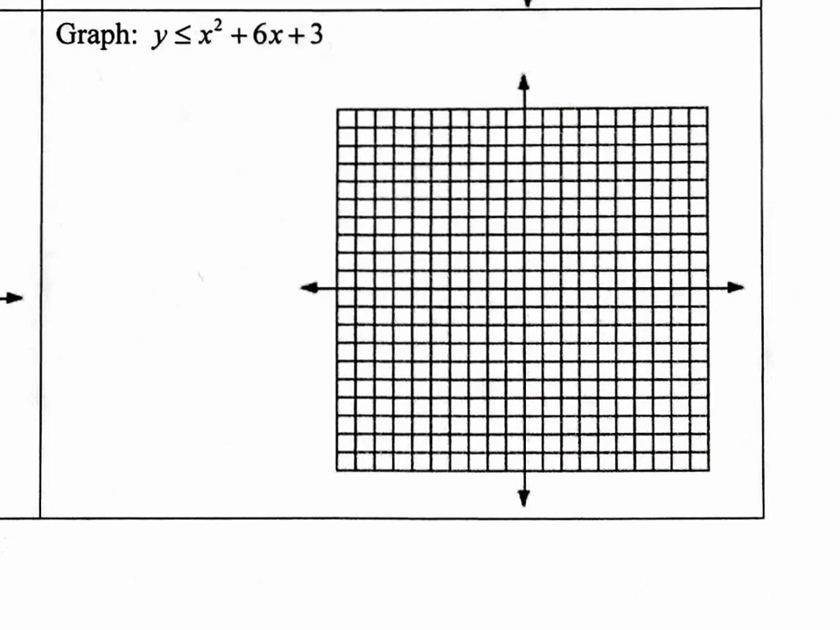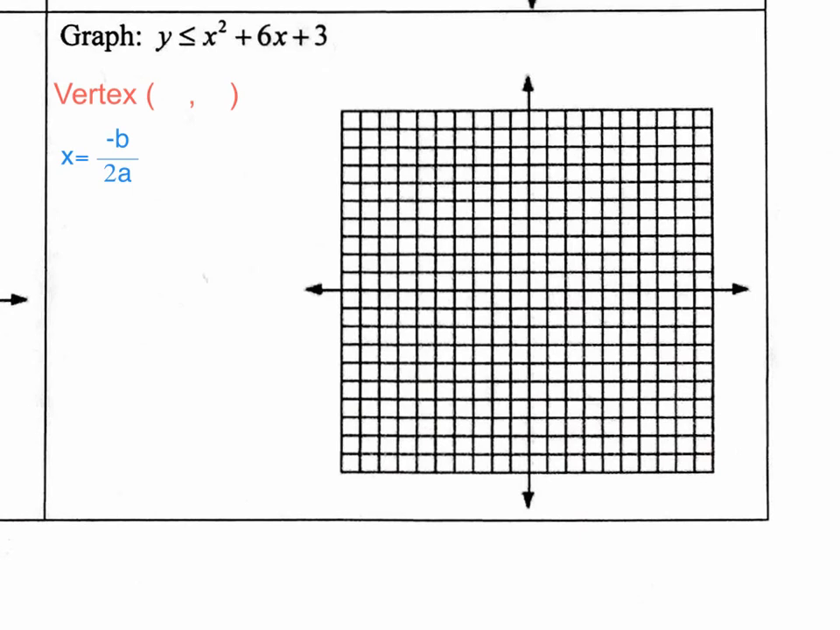So right here we have a quadratic inequality, and we need to graph it. What you do is pretend it's a regular parabola, like an equal sign. So what do you want to find first? The vertex. How do you find the vertex?